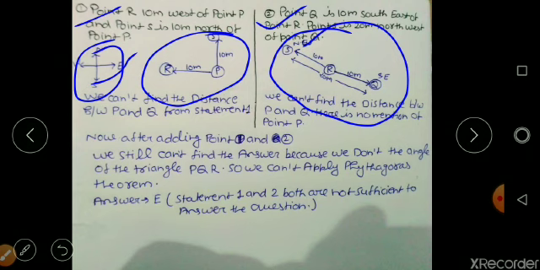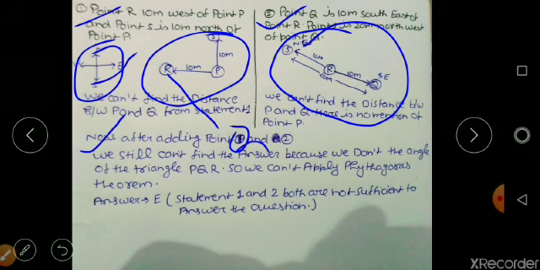Now what we will do, we will add both the statements. So we are adding here both the statements, statement 1 and statement 2. So when you add statement 1 and statement 2, we will get a diagram like this. So this is the point R, so here will be point Q. So this is the point Q.